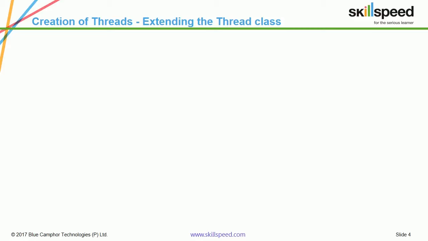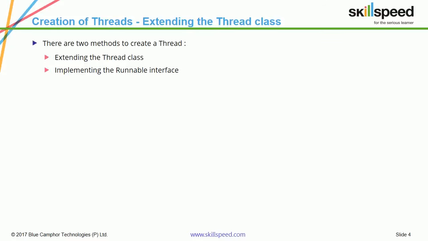Let us first go through the concept of creation of threads. There are two methods to create a thread. The first one is by extending the Thread class, and the second one is by implementing the Runnable interface. We are now going to look at the creation of threads by extending the Thread class.